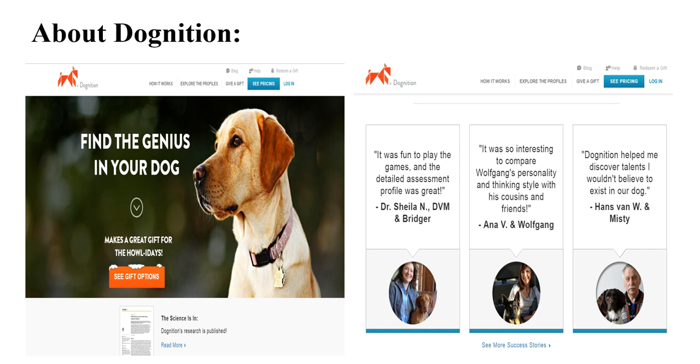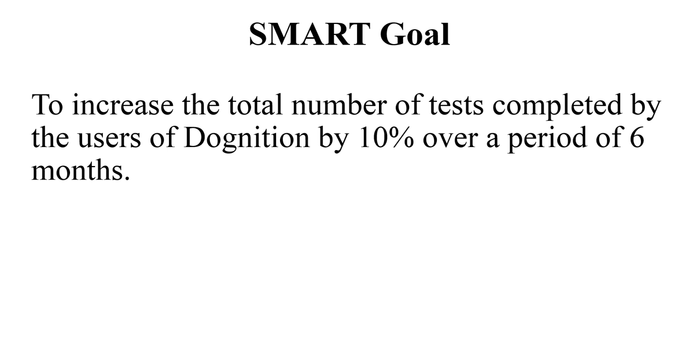But a problem is that most of these users do not finish their test. So my aim in this presentation is to recommend ways by which they can increase the number of tests done by the Dognition users by at least 10% over a period of 6 months.